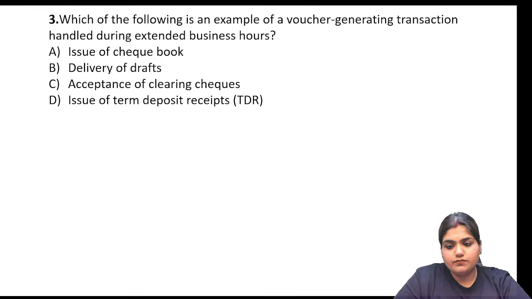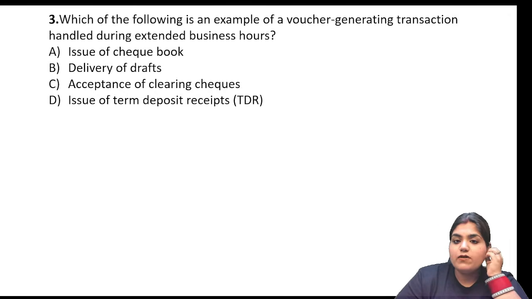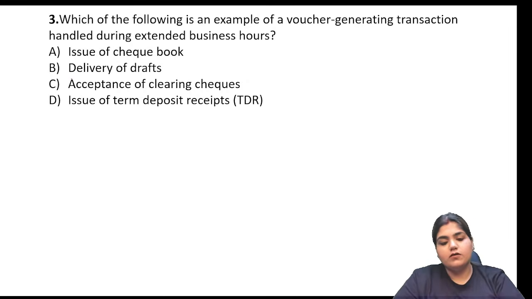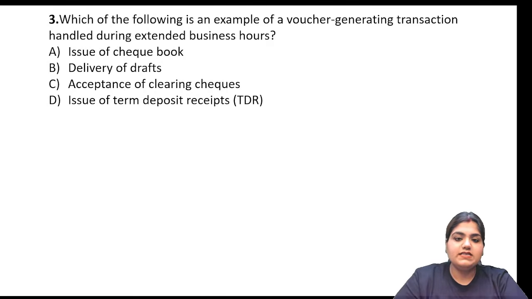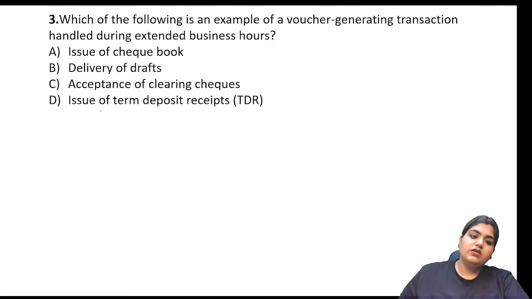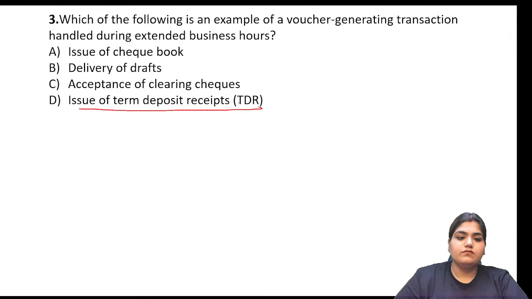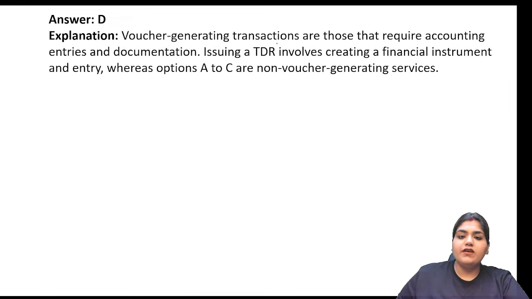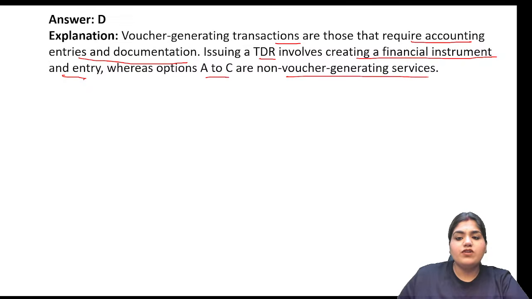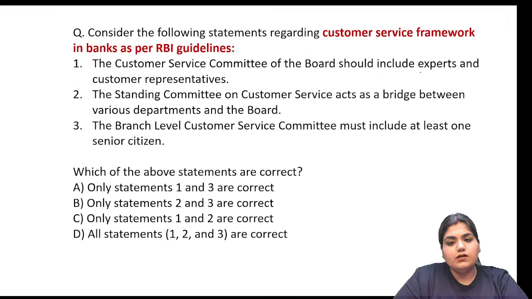Third, which of the following is an example of voucher generation transaction handled during extended business hours? It is D, the issue of term deposit receipt. Voucher generated transactions are those requiring accounting entries and documentation. Issuing a TDR involves creating a financial instrument and entry. Options A to C are non-voucher generated services. Next question.